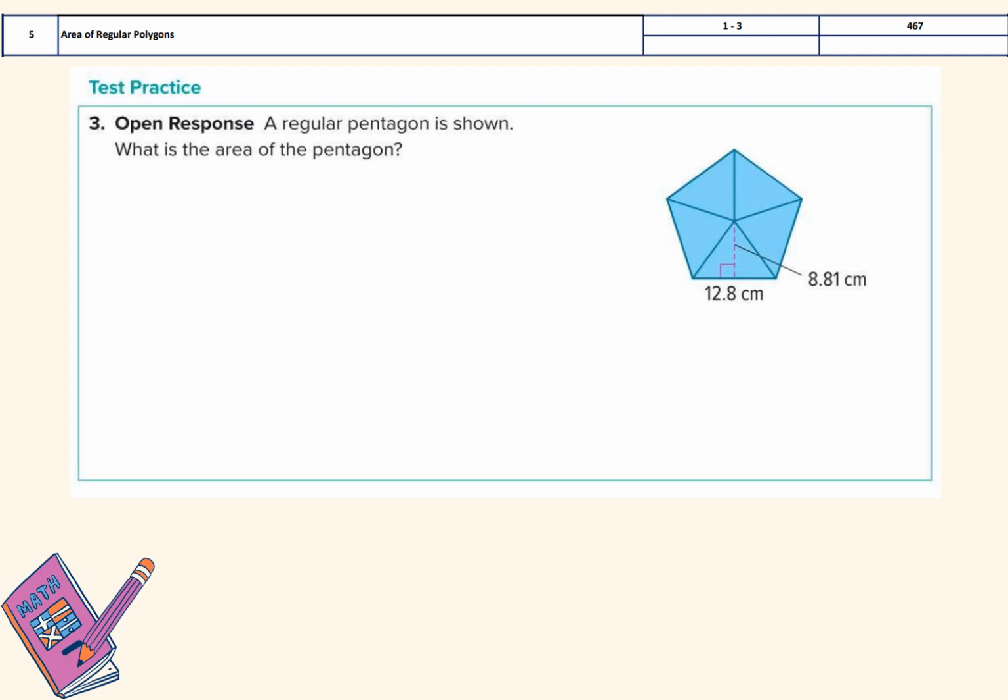In this question, we're going to find the area of a regular polygon. A regular pentagon is shown. What is the area of the pentagon? The answer here is going to have 2 parts. The first part is to find the area of one triangle, and the second part is to multiply that area by the number of triangles we have. As you see here, a pentagon has 5 triangles. So, step number 1, find the area of one triangle.